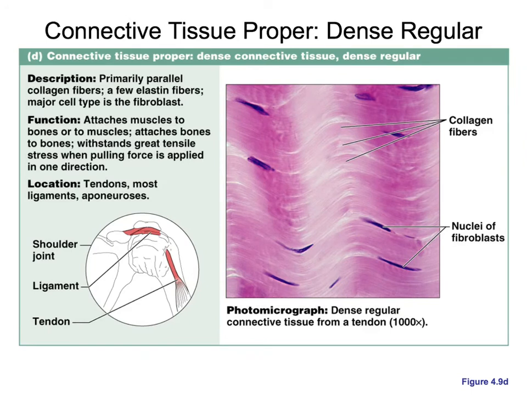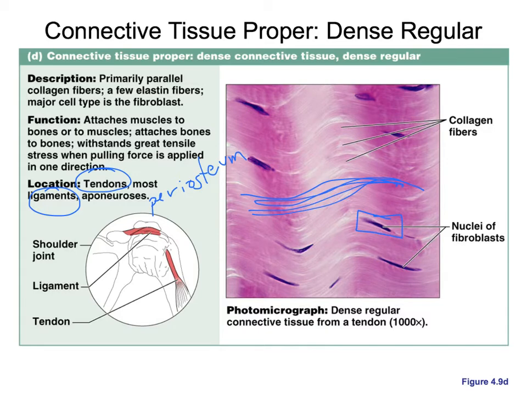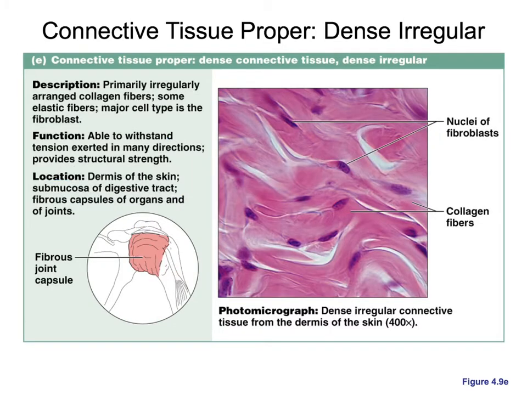The dense connective tissues have the fibers parallel and on top of each other, thus the name dense. Dense regular tissue is found in ligaments and tendons, and we also mentioned in the periosteum. It provides strength and support. Again, you're looking for parallel fibers, you're looking for flattened nuclei here. This is found in the dermis, principally.